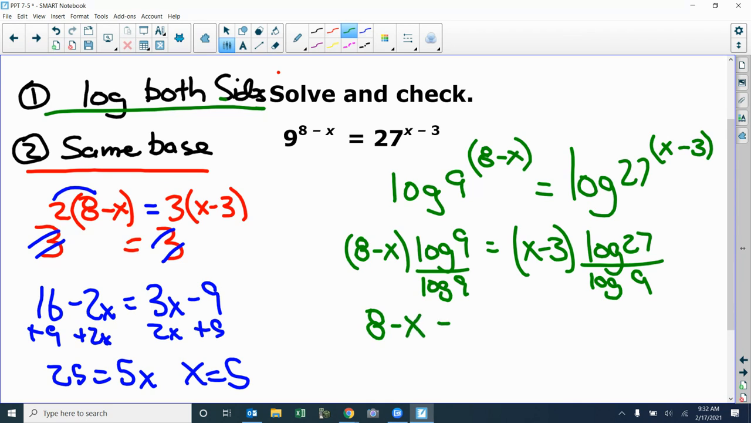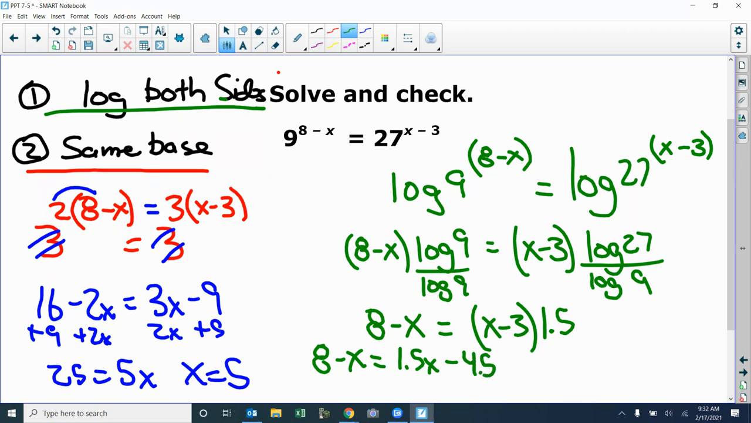So over here, we're going to have 8 minus x is equal to x minus 3 times 1.5. Is everybody still with me? Distribute that 1.5. I'm going to have 8 minus x equals 1.5x minus 3, negative 3 times 1.5 would be 4.5. We're working with some decimals here. I'm going to add x to this side, and add 4.5 on this side.